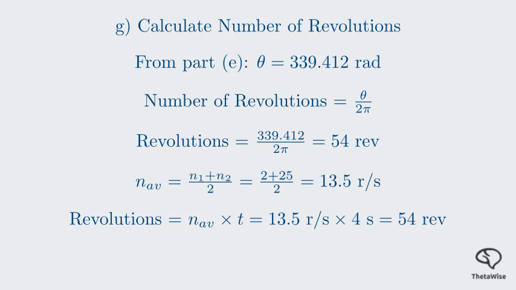13.5 times 4 equals 54 revolutions. Both methods yield the same correct answer. We have now completed the worked examples. Next, we will tackle the practice problems in Activity 2.2, one by one.